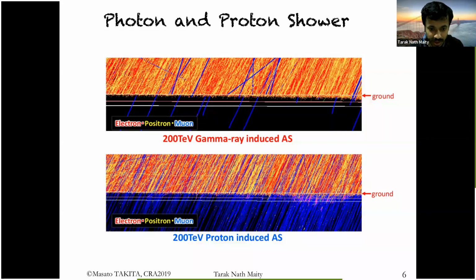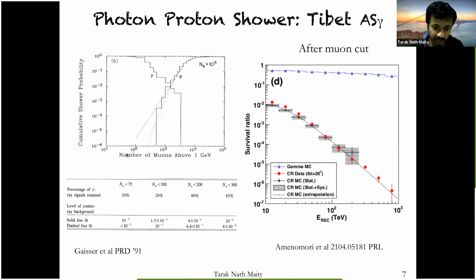Further, what I'm showing over here is, in the x-axis, the number of muons above 1 GeV, and in the y-axis the probability of getting that muons from a particular shower. This line shows the corresponding shower probability from the gamma ray, and this line shows the corresponding shower probability from the, let's say, proton. And in your experiment, if you put a cut over here, let's say you are considering muons number to be less than 75, then you are roughly keeping 10% of your gamma ray flux, but your proton shower is almost reduced by 10⁻⁷.